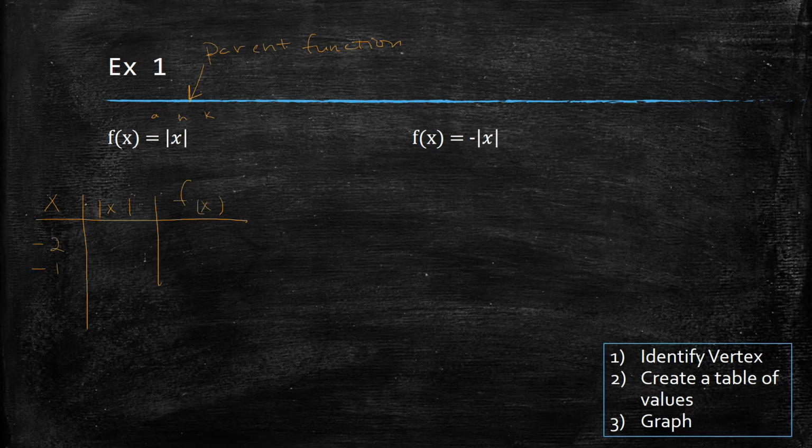If I take some values, -2, -1, 1, 2, and then put them in the function, we know that the absolute value is the distance from 0. So you're just going to take the positive. So the absolute value of -2 is 2, the absolute value of -1 is 1, and then all the way through.